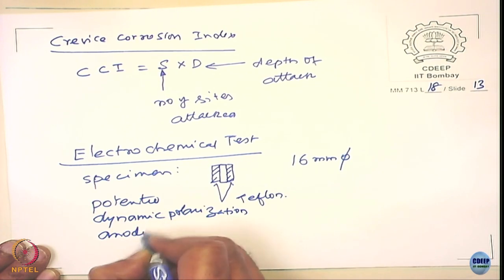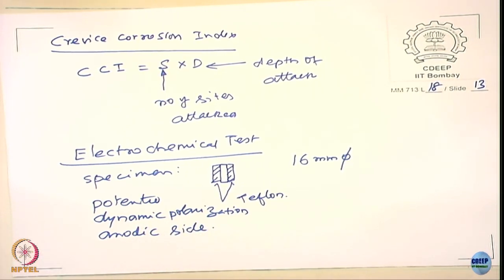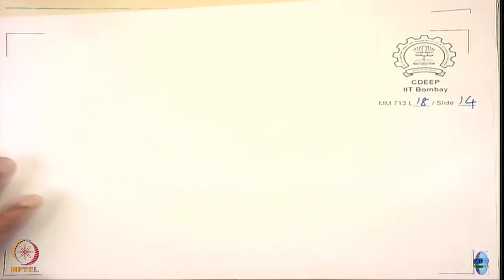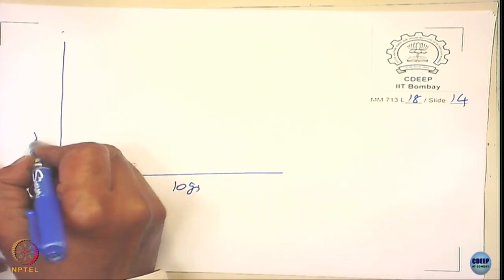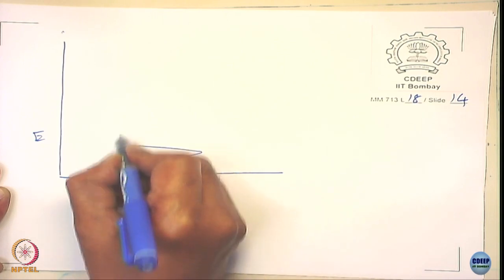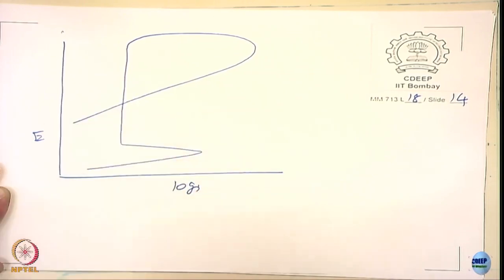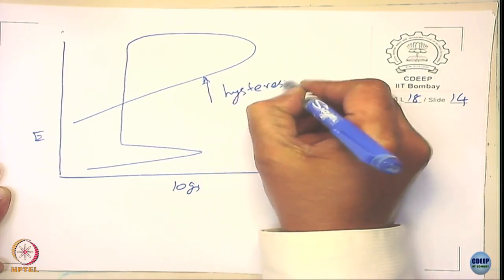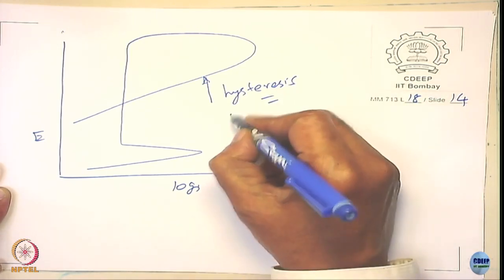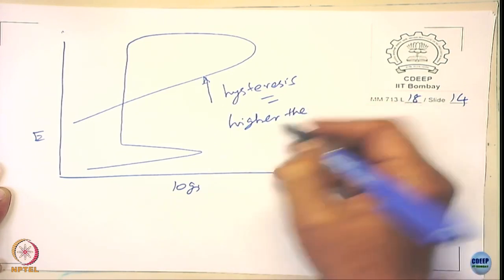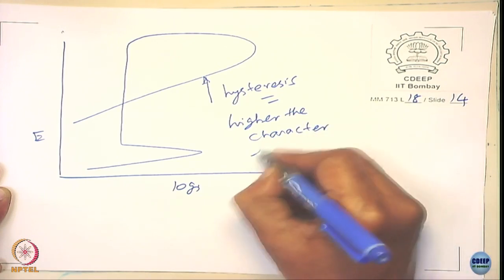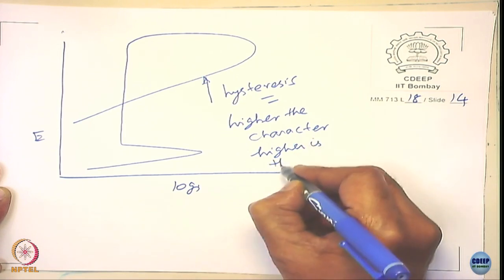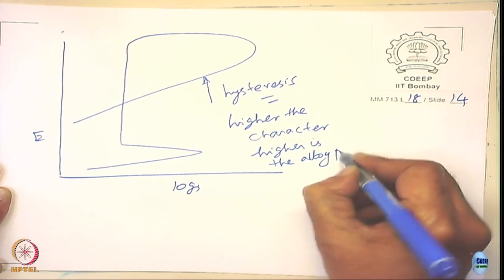You carry out potentiodynamic polarization on the anodic side only, not on the cathodic side. Do that, and if there is crevice corrosion, you reverse the scan, and you get a loop like this. This is called hysteresis. The higher the hysteresis, the more prone the alloy is to crevice corrosion.